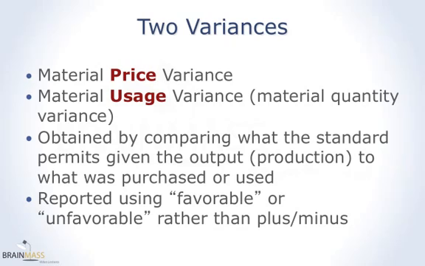We're going to obtain these variances by comparing what the standard permits to what actually happened. So what did we buy? How much did we use? We're going to compare to the standard. And the differences, we're going to assign a label of favorable or unfavorable. We're not going to use pluses and minuses. The absolute value will be given a favorable or unfavorable descriptive tag.